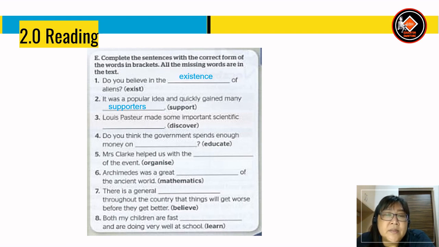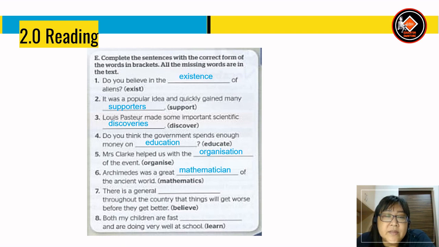Louis Pasteur make some important scientific discovery. So the answer is discovery. Number 4, do you think the government spends enough money on educate? So the answer is education. Mrs. Clark helped us with the event. The word given organize. So the answer is organization. Number 6, Archimedes was a great mathematics of the ancient world. So answer is mathematicians.